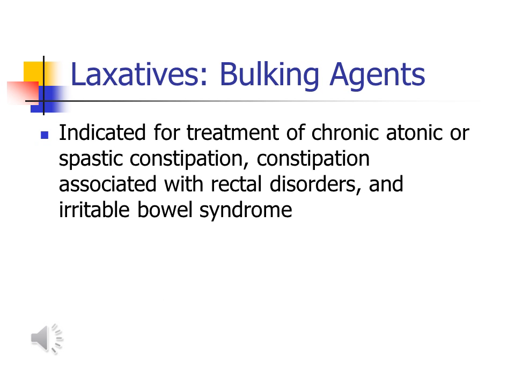So when would you use a bulking agent to treat a patient's constipation? Well, these agents are indicated for the treatment of chronic atonic or spastic constipation or constipation associated with rectal disorders as well as irritable bowel syndrome. So if your patient meets any of these criteria, a bulking agent would be an agent of choice to use.